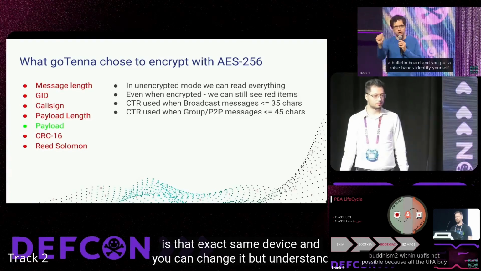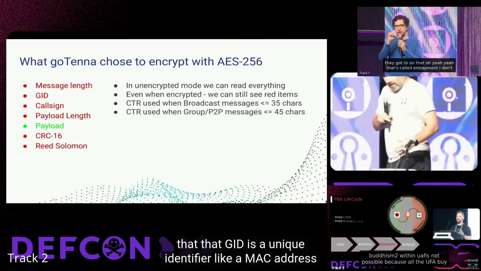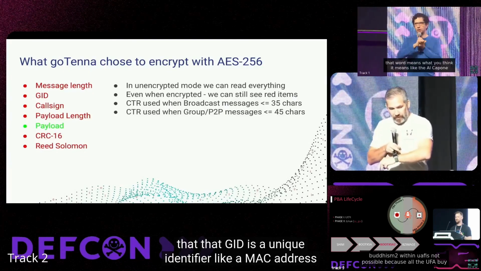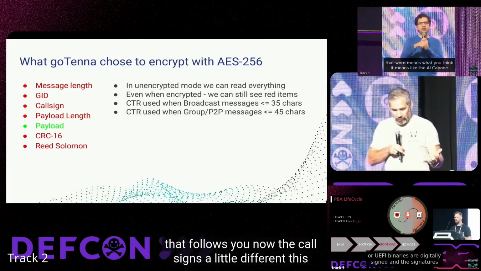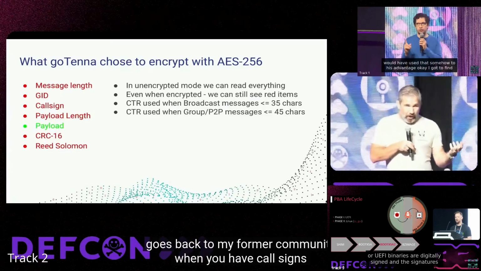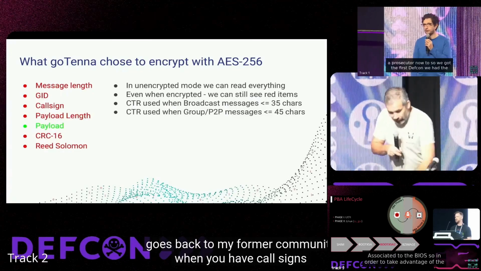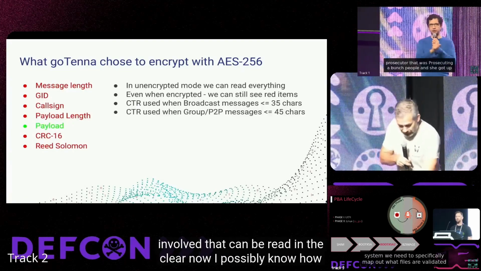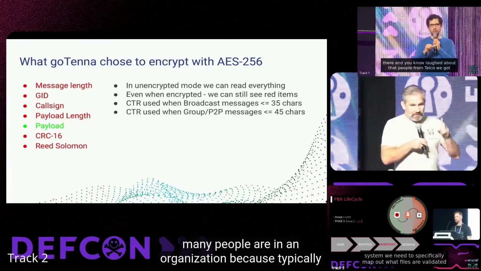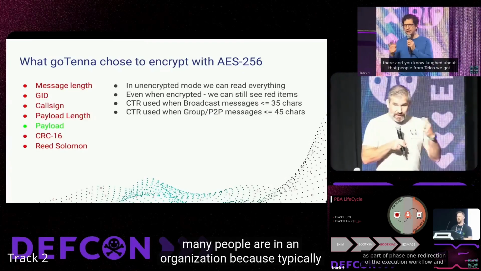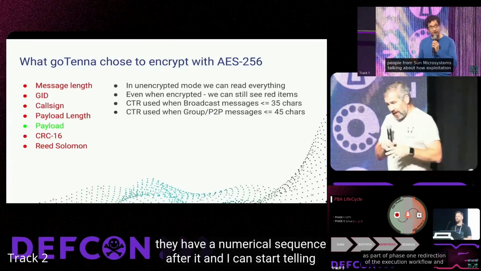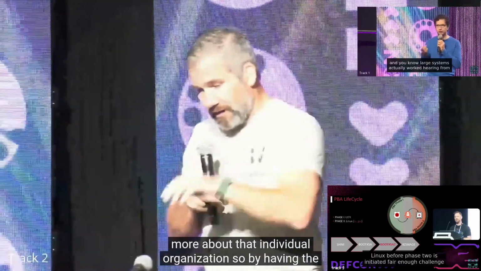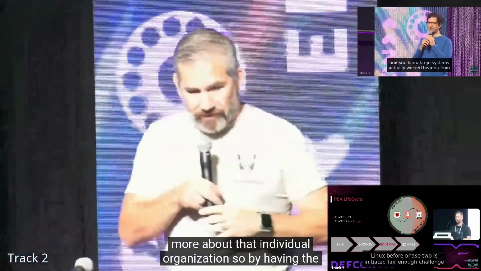The GID is going to be your unique identifier, which used to be your cell phone number, and you had to pick for it to be a randomized one, which we found out was just actually epoch. But now they don't do the phone number, so that's a much better improvement there. But that GID tells me that is that exact same device, and you can change it, but understand that that GID is a unique identifier like a MAC address that follows you.